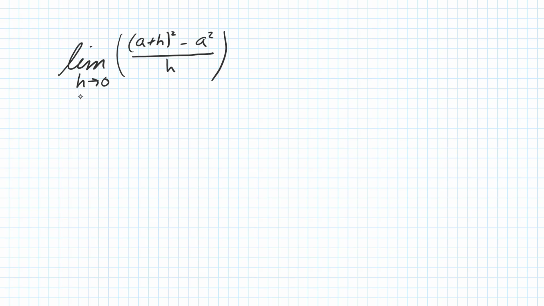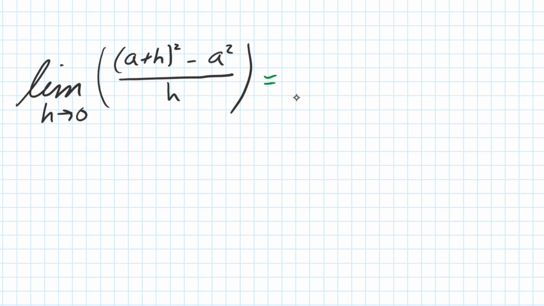Here we're asked to find the limit as h goes to 0 of this rational expression. Now h is the variable, so we're going to treat a as a constant. If we were going to simply do direct substitution, we'd have a plus 0, substituting 0 in for h, squared minus a squared all over h, which is 0.